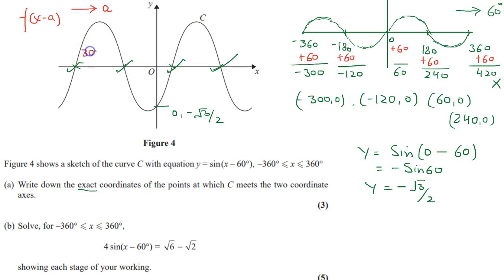This is minus 300 and 0, minus 120 and 0, 60 and 0, and this one is 240 and 0. So that's how we calculate these points. This was part A. Now part B.